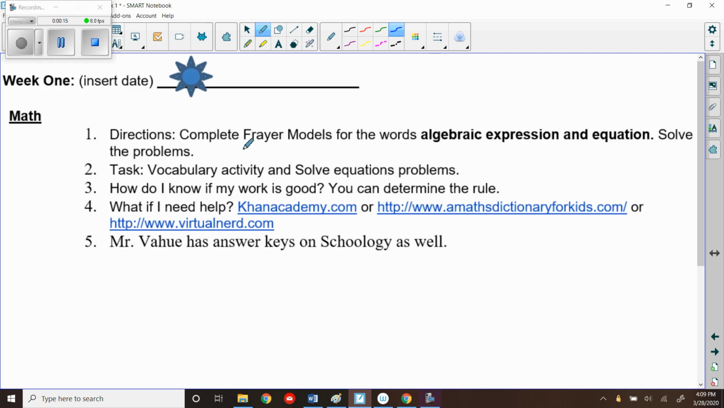So today I'll talk briefly about the Freyer model using the words algebraic expression and equation. We'll be solving some problems together, and I'll invite you to continue completing the Freyer model as we go through. There are other websites that you can look at here for additional help.